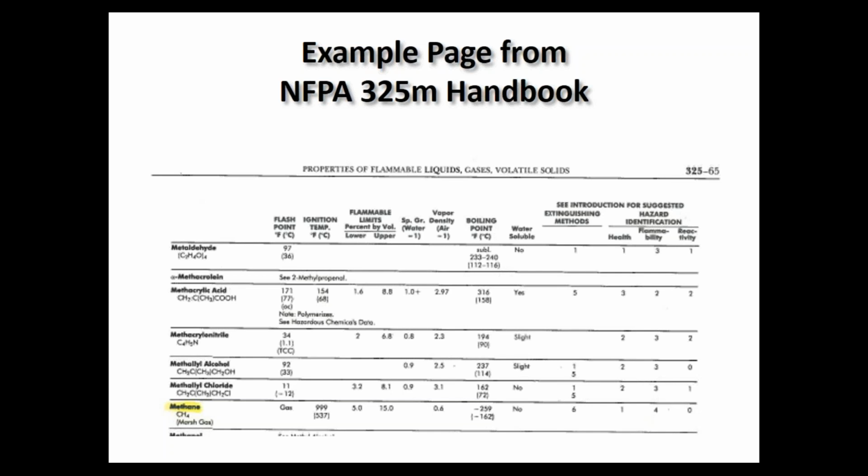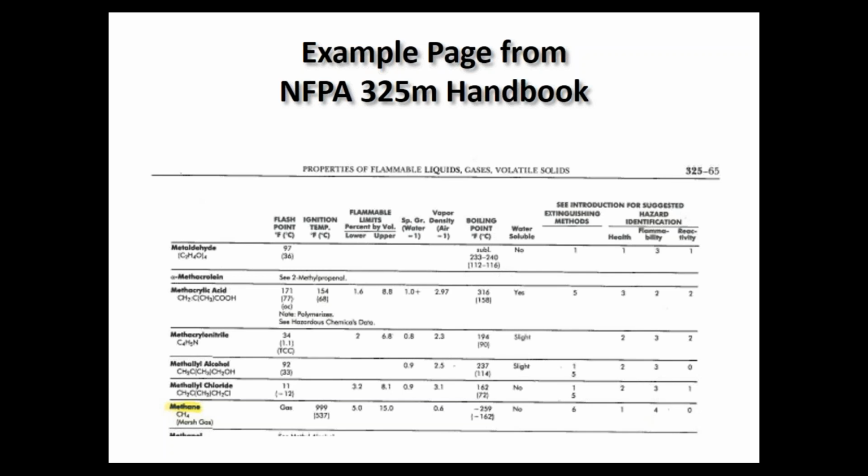We see the ignition temperature of 999. We see the lower limit of 5 and the upper of 15. Depending on what book you look at, the upper is somewhere between 15 and 16. So sometimes I show it as 16, and that's really in the direction of safety. As long as you're above 16, you're okay. As long as you're below 16, you're probably in the danger level. It also shows you the vapor density, the boiling point, and all that stuff. So this was a great book.